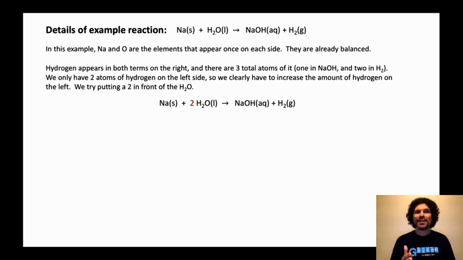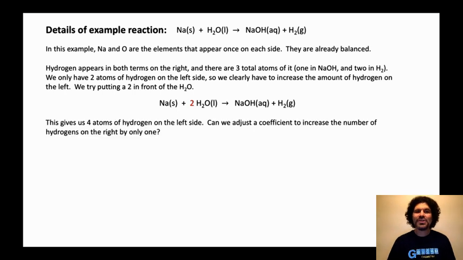Okay, so there's a little bit of trial and error involved in balancing equations. What we're going to try is putting a 2 in front of the H2O on the left side and see what that does for us. That gives us 4 atoms of hydrogen on the left side, but we have 3 atoms of hydrogen on the right side. So can we adjust one of the coefficients on the right side to increase the number of hydrogens by only 1 and get it to match on both sides?